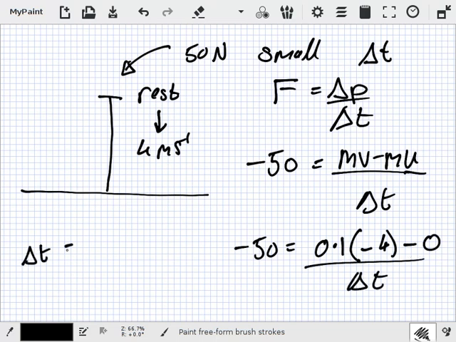So the time will be 0.4 over 50, which is 0.8 over 100, which is 8 milliseconds, I think. So the hammer touches the nail for only 8 milliseconds.